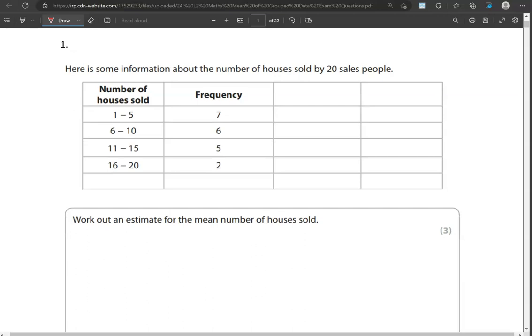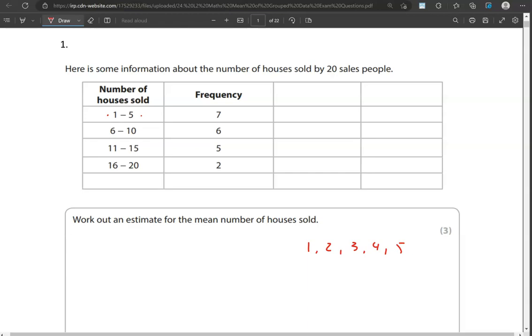Here is some information about the number of houses sold by 20 salespeople. Work out an estimate for the mean number of houses sold. Normally, when we work out the mean, we add all the numbers and divide by how many there are. However, we don't know what the numbers are in this case. We've got number of houses sold, 1 to 5, 6 to 10, 11 to 15, or 16 to 20. So, the number of houses sold could be anything between 1 and 5 here. So it could be 1, could be 2, could be 3, 4, or 5.